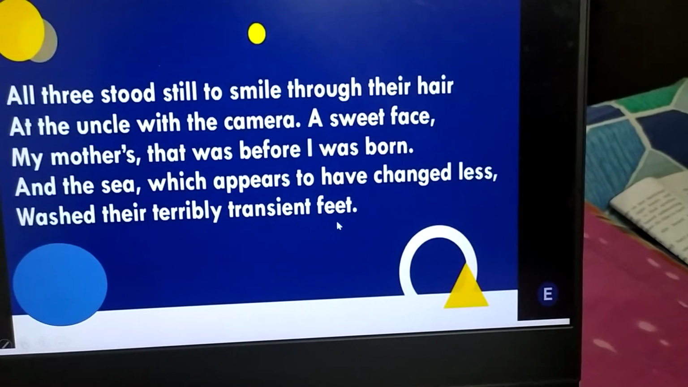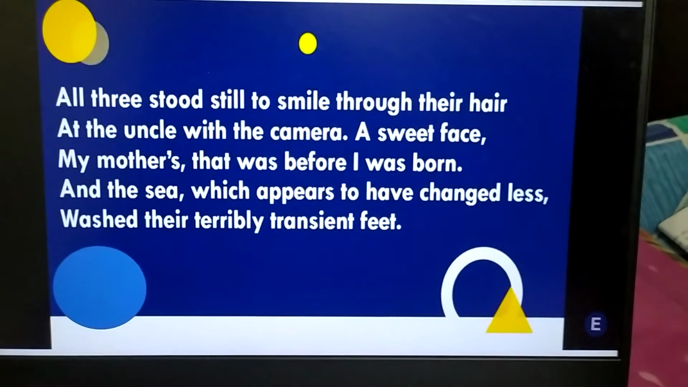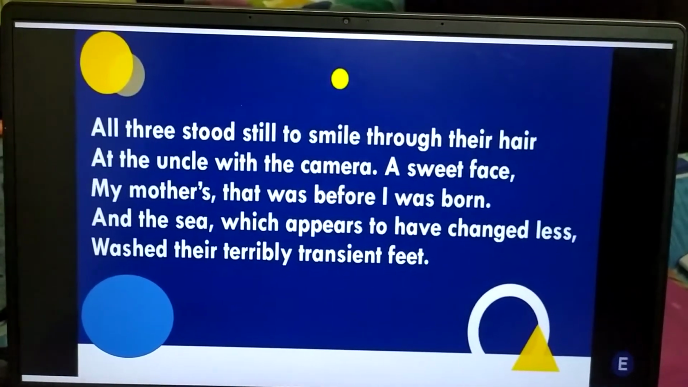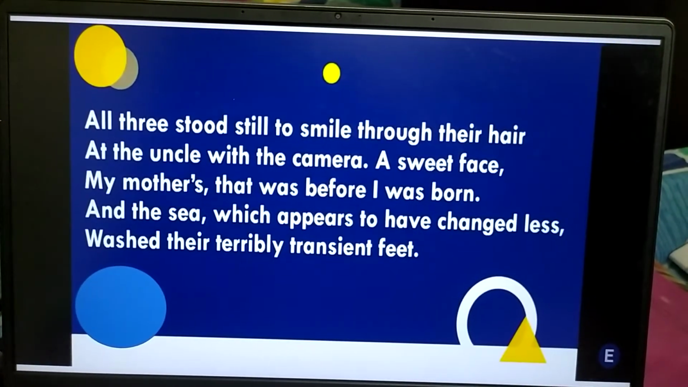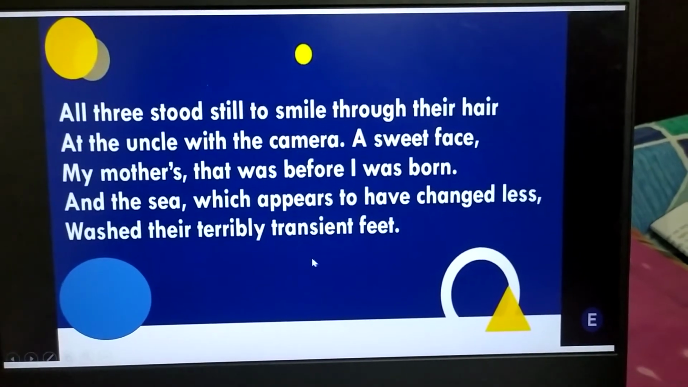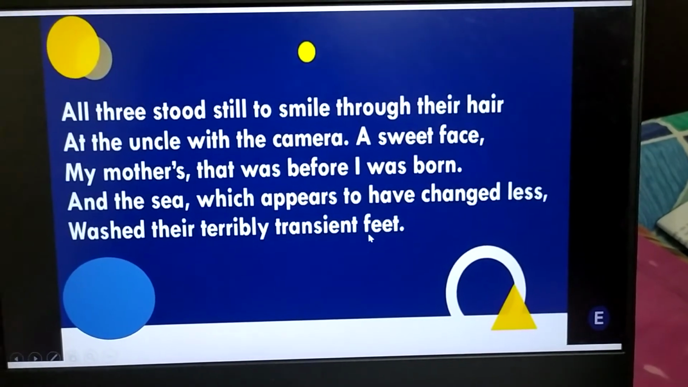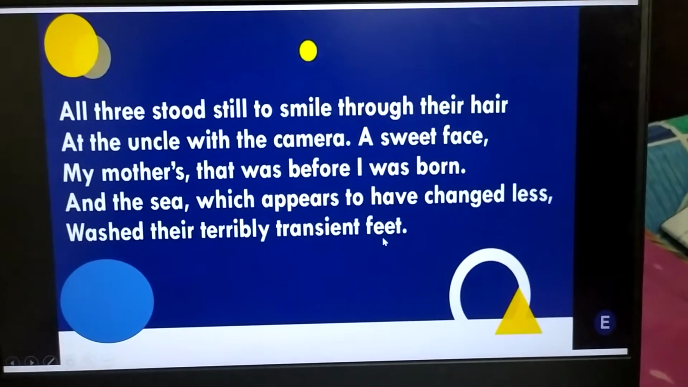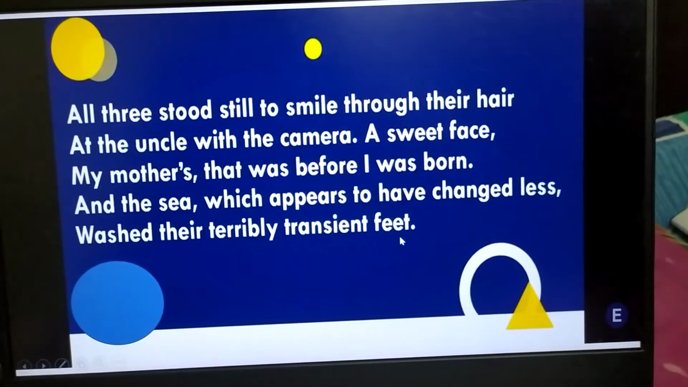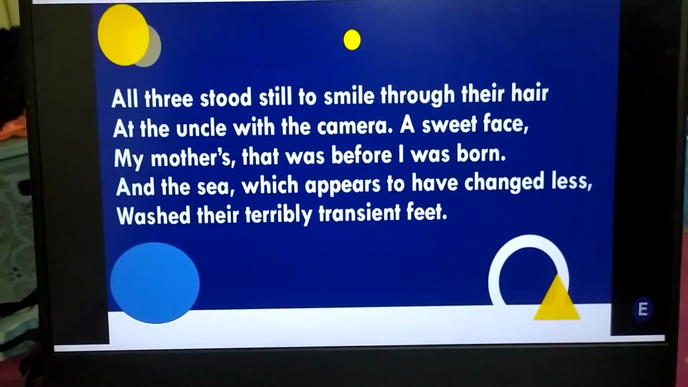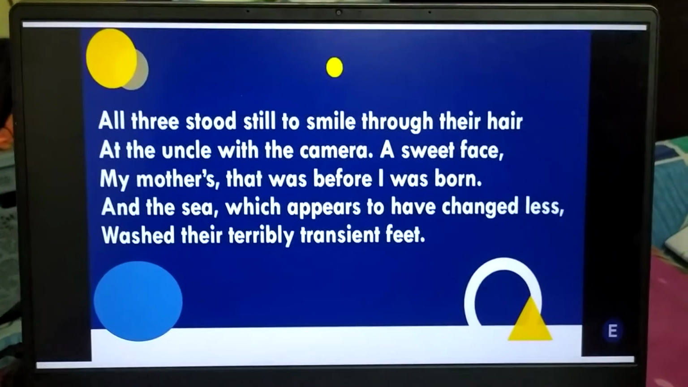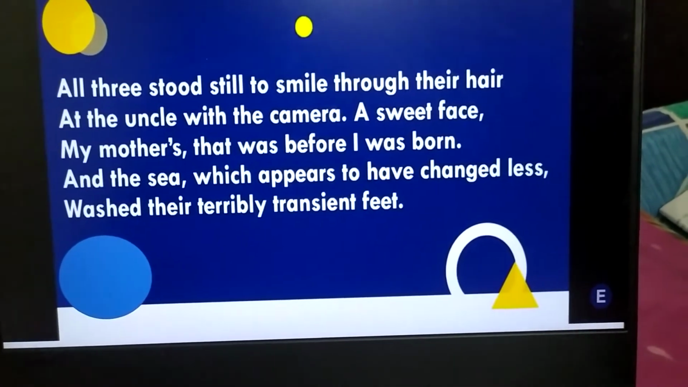Then on terribly transient feet, we have the usage of transferred epithet. Transferred epithet is a word, mostly an adjective, a word or a phrase expressing a quality of a person or something. Here, the poet qualifies the feet of these girls on the beach as transient. She's using the adjective transient to tell us about the changing life of human beings. So these kind of figures of speech, where we use an adjective to imply a greater idea, are called transferred epithet.